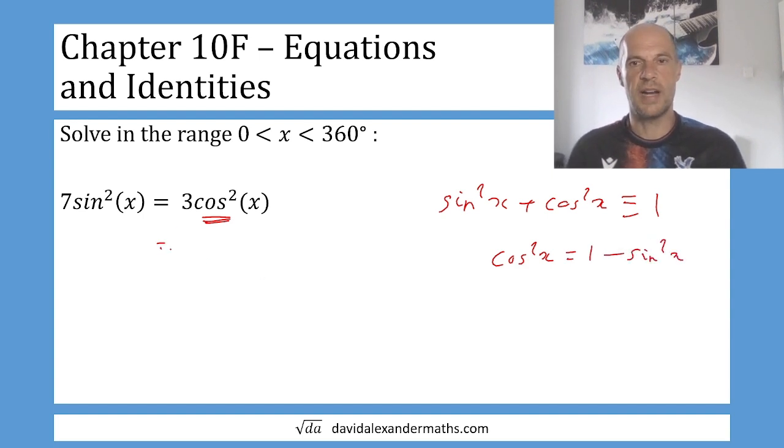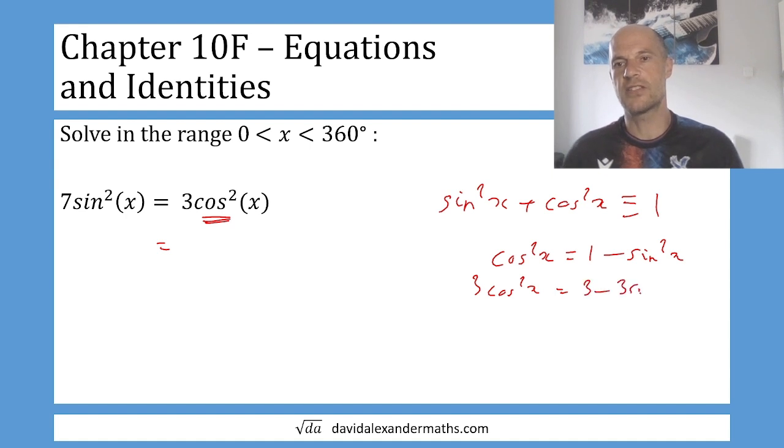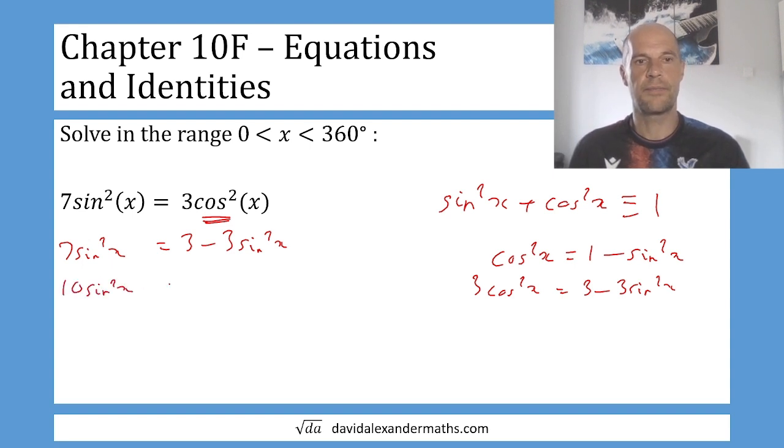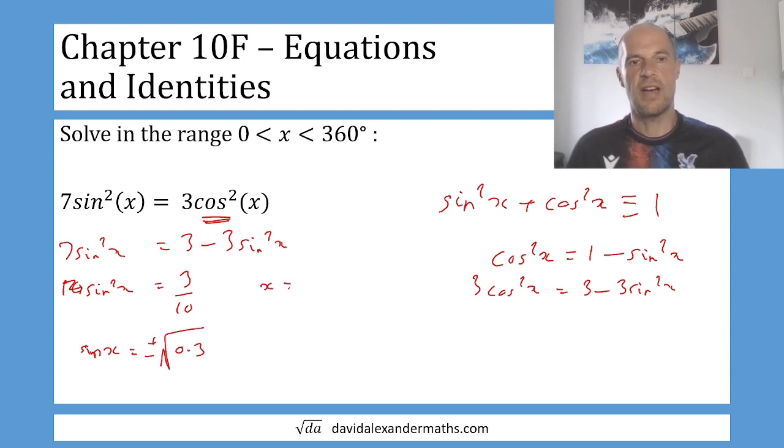So 3 cos squared x is going to be 3 lots of 1 minus sine squared x, so 3 minus 3 sine squared x. So we've got 7 sine squared x equals 3 minus 3 sine squared x. So I'm going to add the 3 sine squared x to both sides. And now divide through by 10. So therefore the sine of x is plus, or remember minus, the square root of 0.3. Okay, so x is, let's just use the plus root 0.3.